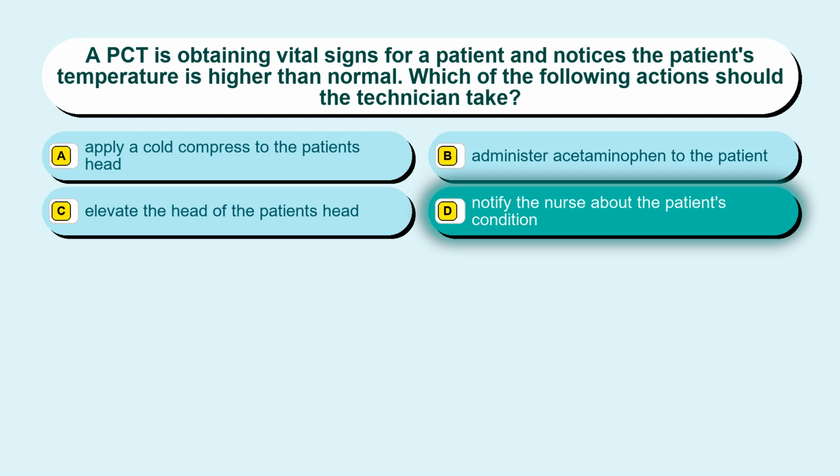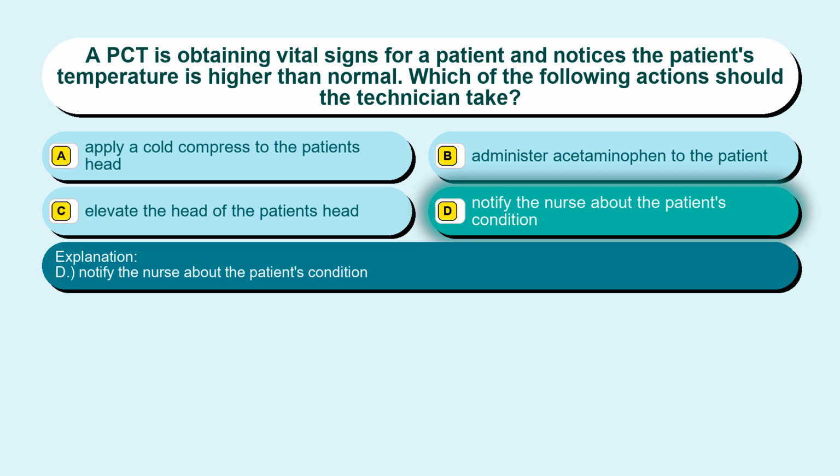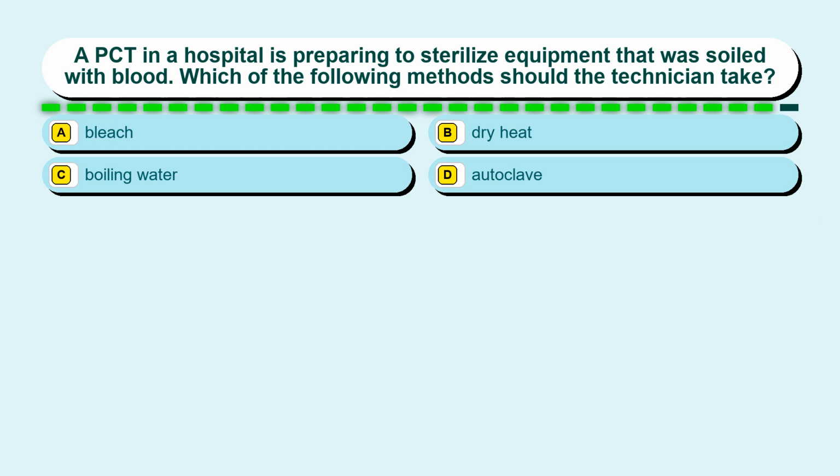The correct answer is option D, notify the nurse about the patient's condition. Question 22. A PCT in a hospital is preparing to sterilize equipment that was soiled with blood. Which of the following methods should the technician take?